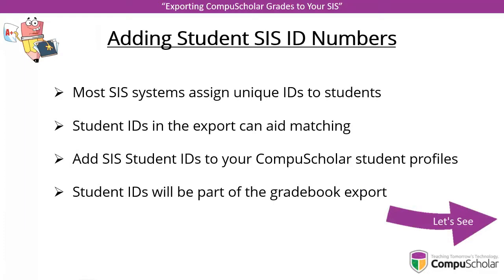All right, that first one-time setup step involves adding the student SIS ID numbers into your CompuScholar profiles. Just as background, most systems will assign some sort of unique ID to a student, and that student ID is usually important when you want to import grades into a system and match the grades to the correct student profile. So we're going to add those SIS student IDs to your CompuScholar student profiles, and therefore the student IDs will be part of the gradebook export and will greatly aid that matching as you then import the grades into your system. Let's flip over to the CompuScholar system and take a look at how to do this.